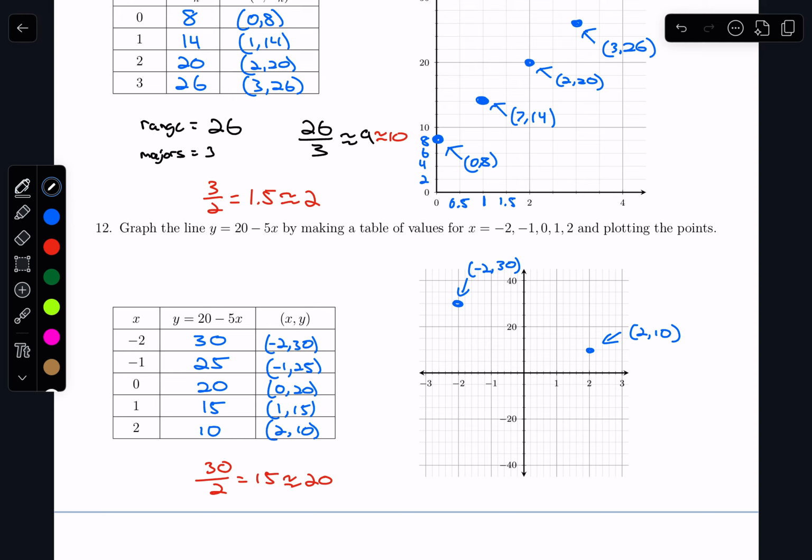And then all I have to do once I have my 2 dots is just draw a line through them and put an arrow on each side to represent that it keeps on going. And then if we want to double check, we can see that each of our other points fits on this line. (-1, 25) would be that red dot. (0, 20) is on the y-axis, that's our y-intercept. And (1, 15) is in between (0, 20) and (2, 10).